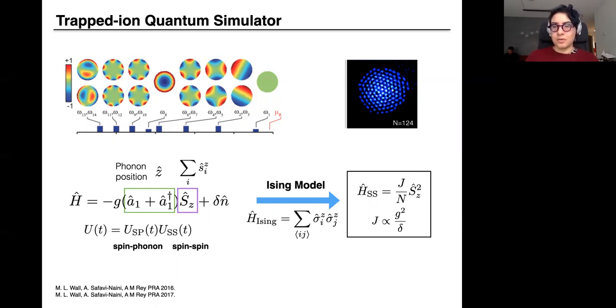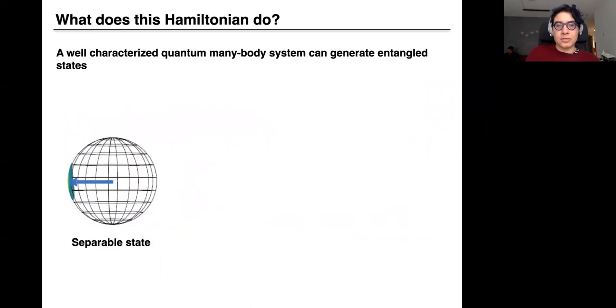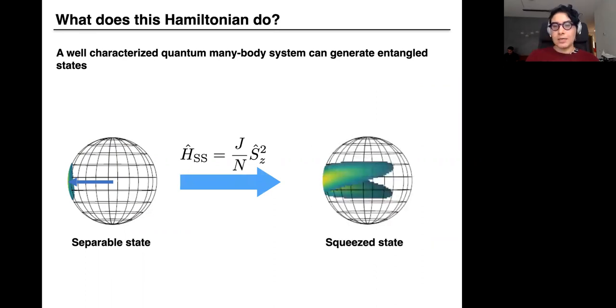The strength of the coupling depends on the strength of the coupling between the internal state of your qubit and the phonon mode, and on the detuning you have from this mode. You can see what this type of Hamiltonian does. If you start in a separable state that has no entanglement and you act on it with this Hamiltonian, it generates entanglement and creates what is called a squeezed state.